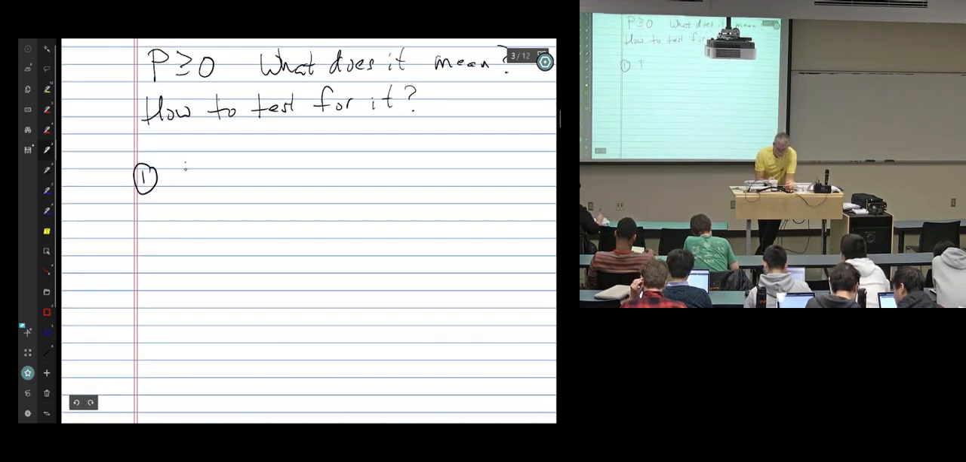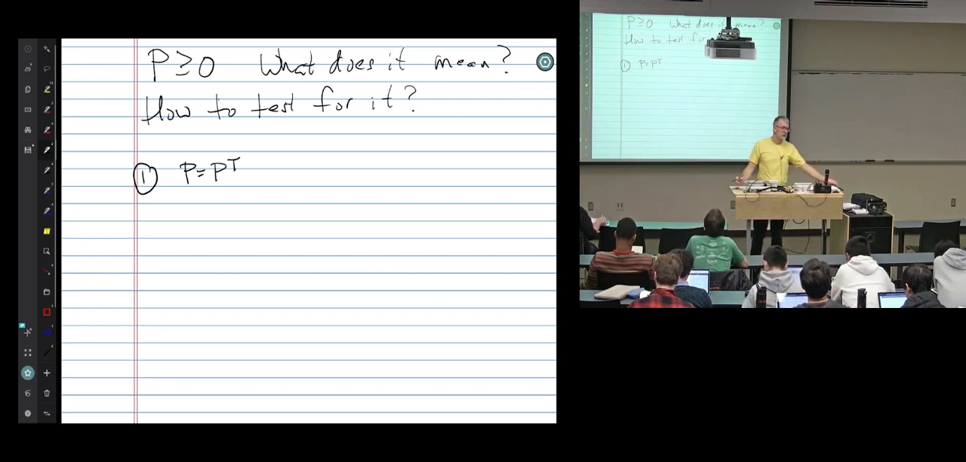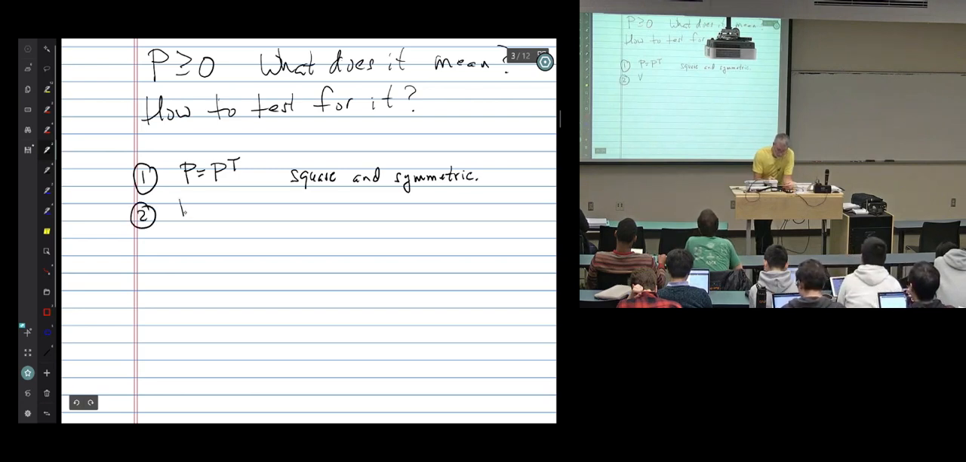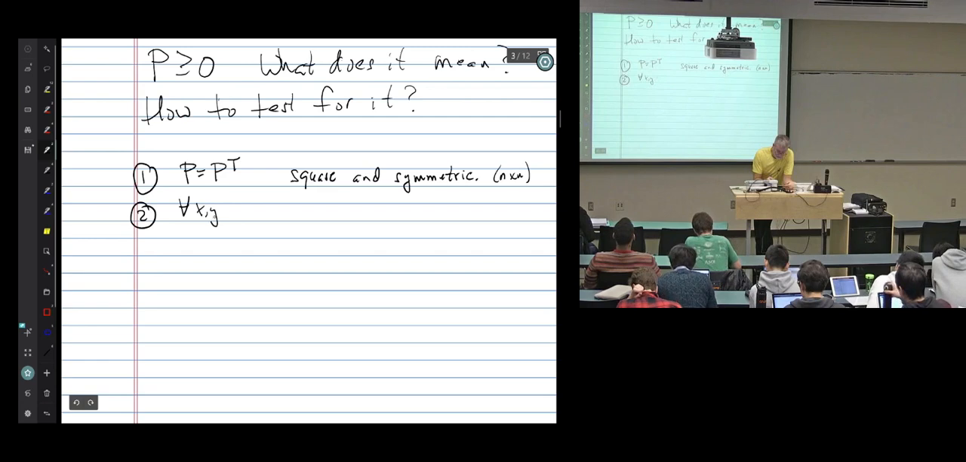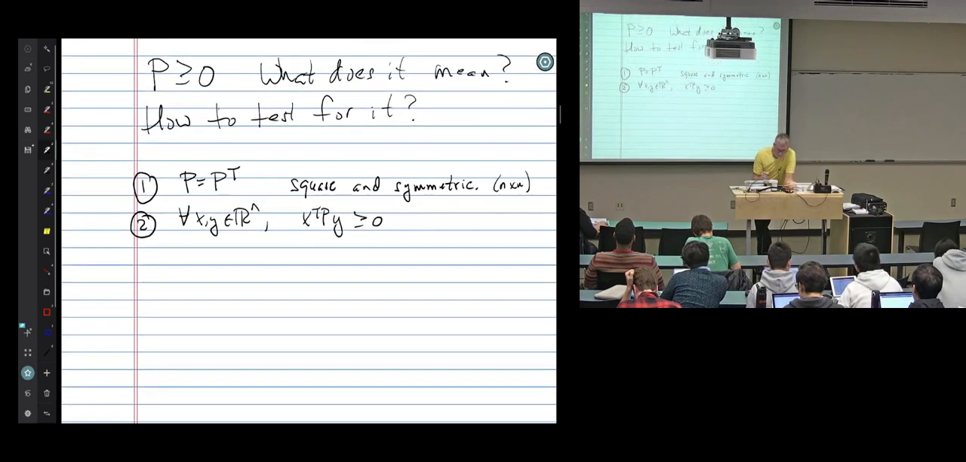Okay, 1. P has to be symmetric. For us, whenever we talk about positive definite or positive semi-definite, we immediately assume the matrix is symmetric. So this also means it's square. I'm going to assume it's n by n. And so positive semi-definite means for every x and y in Rn, x transpose P y is bigger than or equal to 0. So that's the definition.